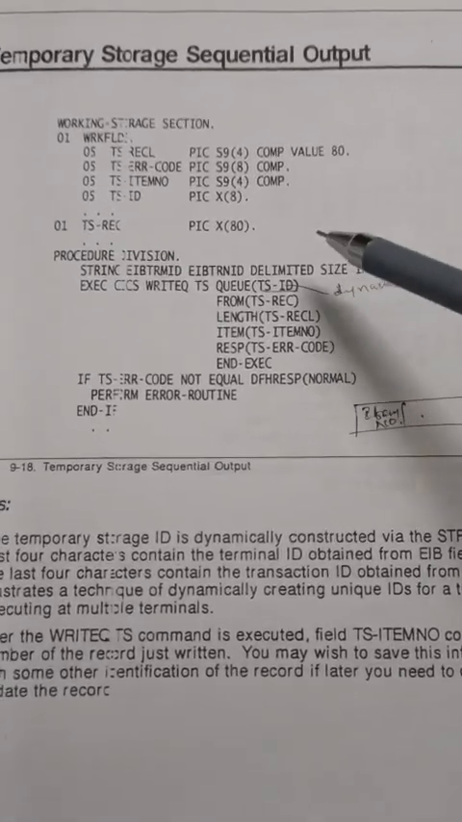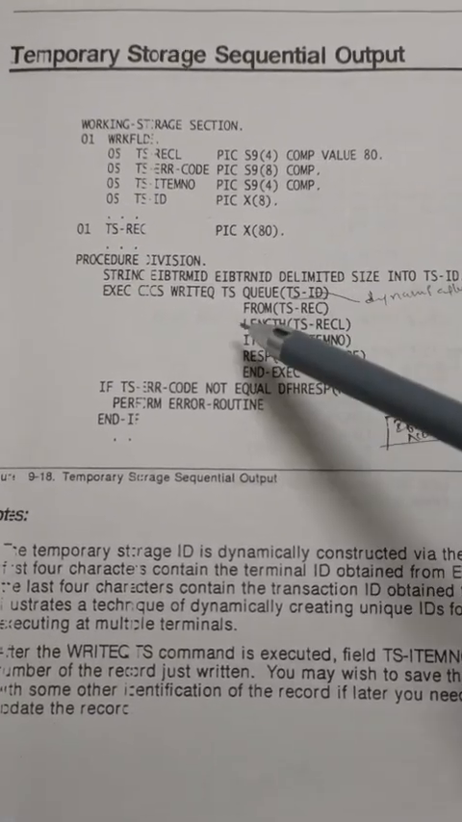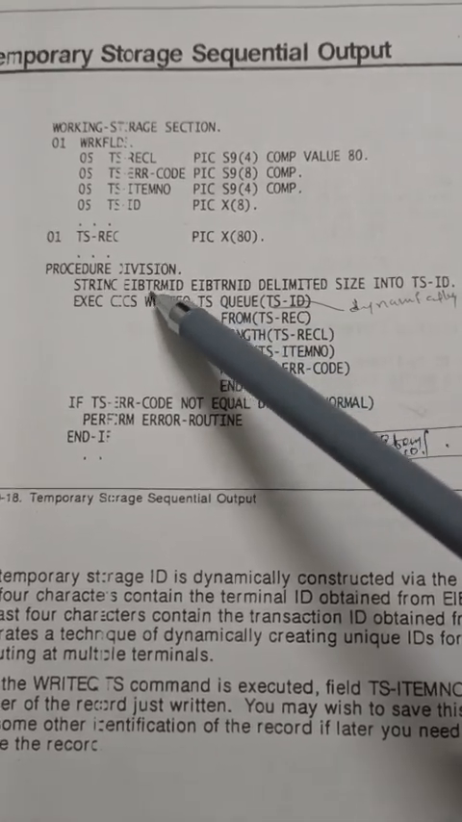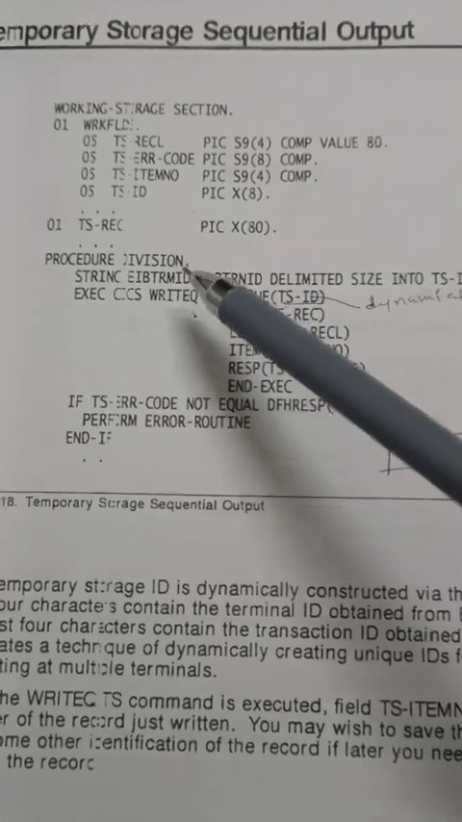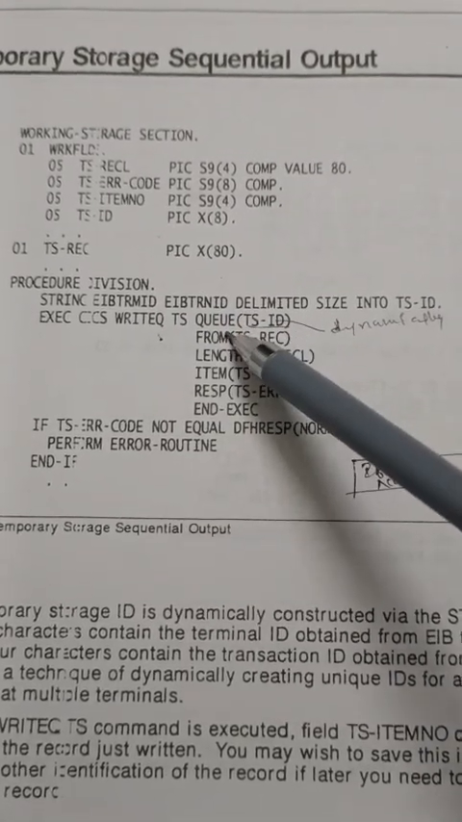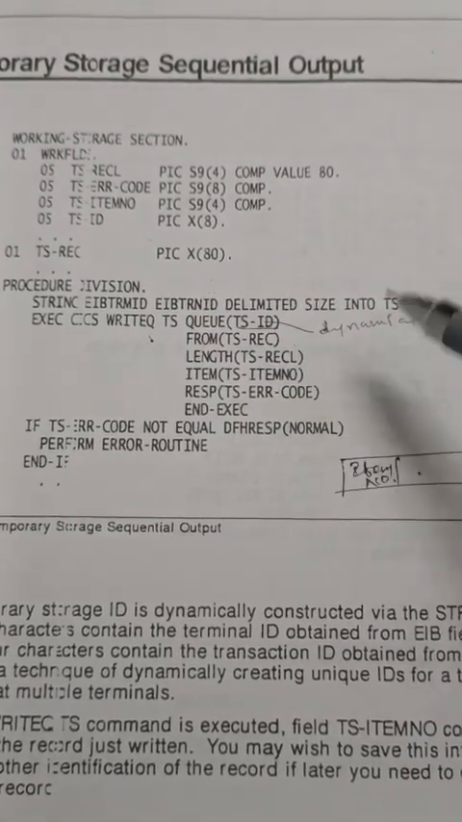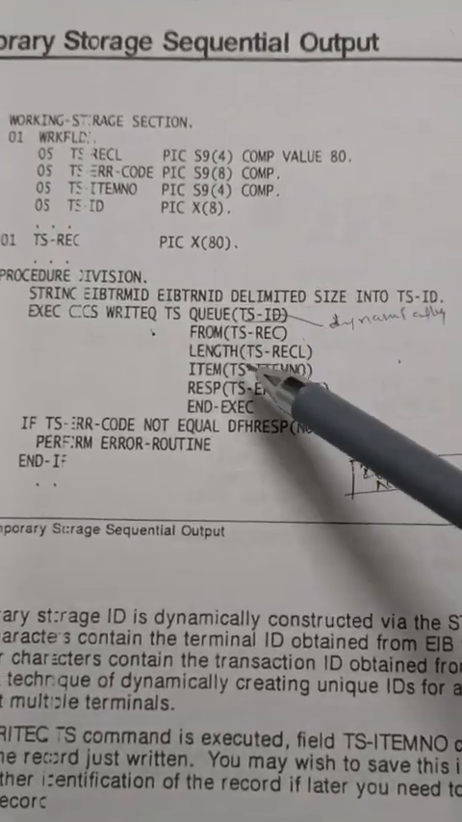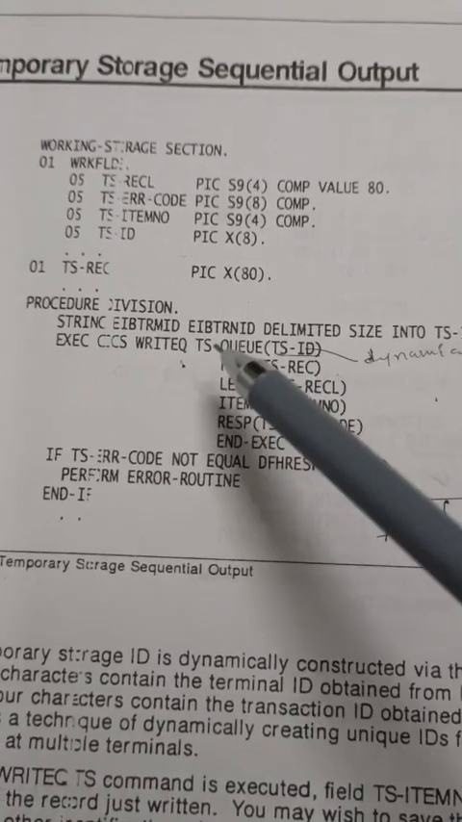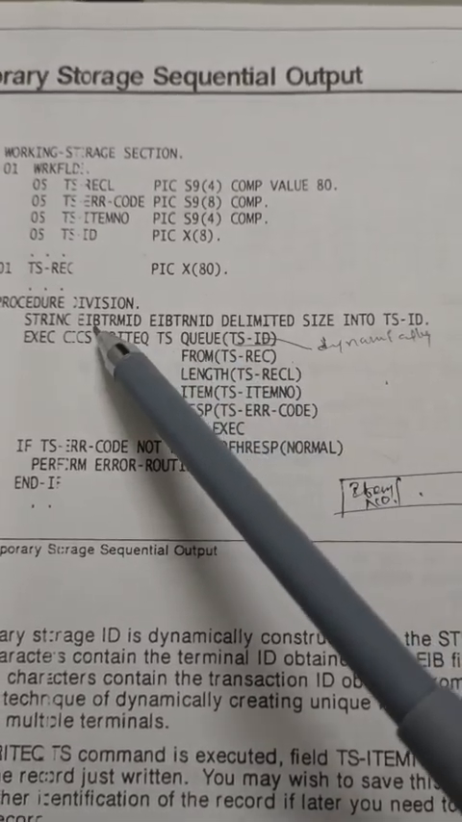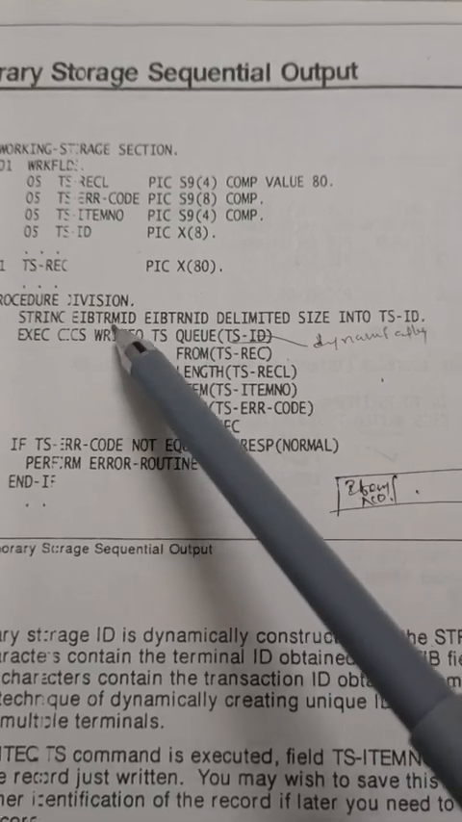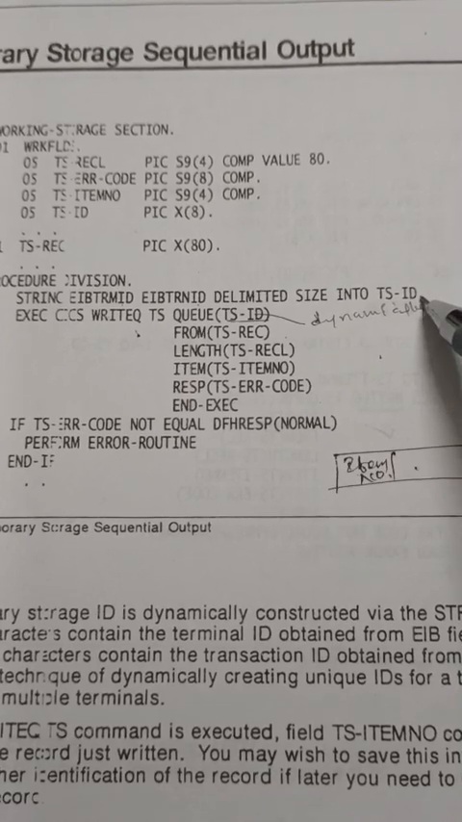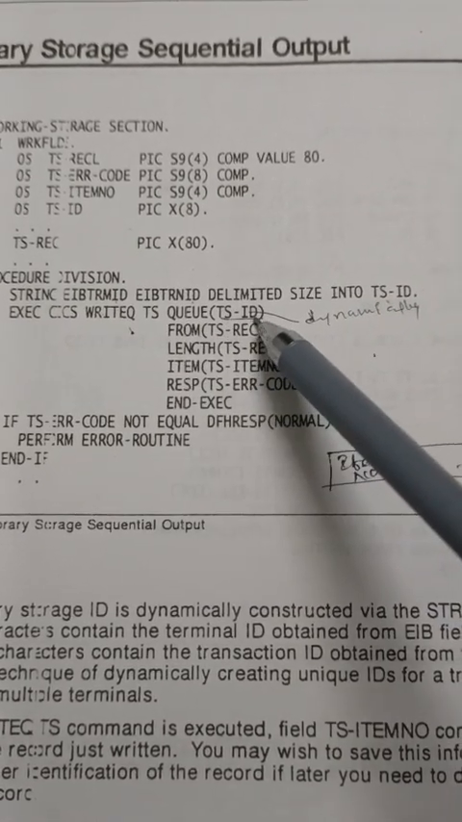And you can see in the sample program how we can concatenate the terminal ID and transaction ID. You can see a string, because in temporary storage we have 8 characters. The first 4 characters are the terminal ID, the last 4 characters are the transaction ID. How can we get 8 characters in this queue ID? First we need to concatenate by using the string command, EIBTRMID and EIBTRNID delimited by size into the temporary storage queue ID. Here you can see the queue ID has 8 characters.